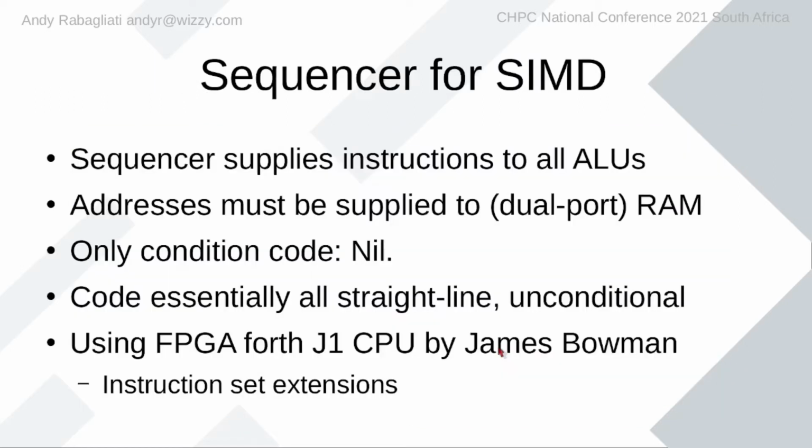We also need a sequencer to be able to manage all of these instructions. It has to be able to put together the instructions needed for the SIMD machine, and I use an FPGA Forth CPU, which is FreeBSD licensed by James Bowman, which he calls the J1, and I have extended the instruction set to execute all of my SIMD instructions.